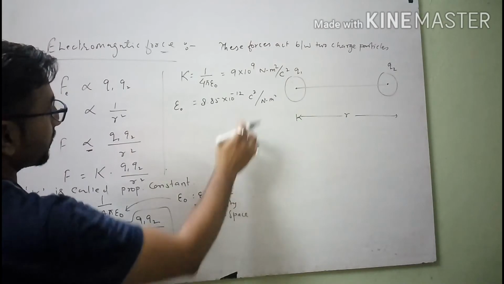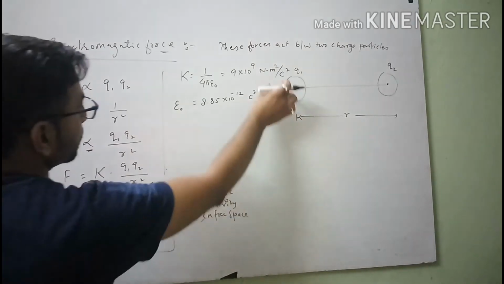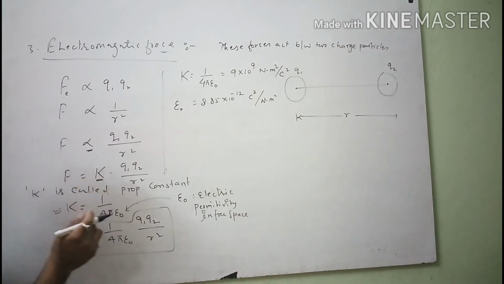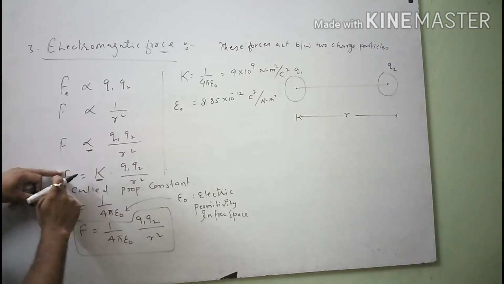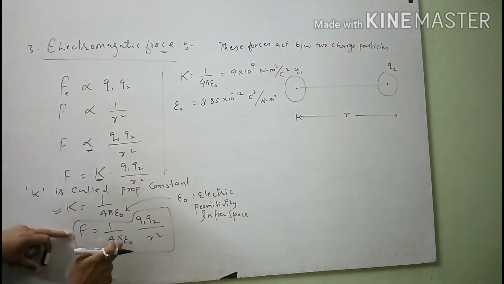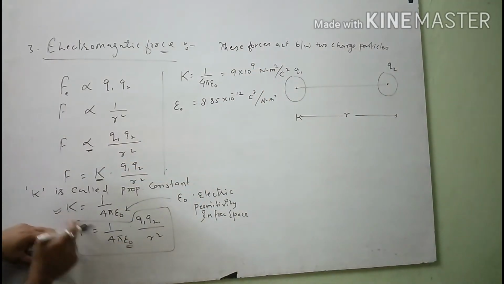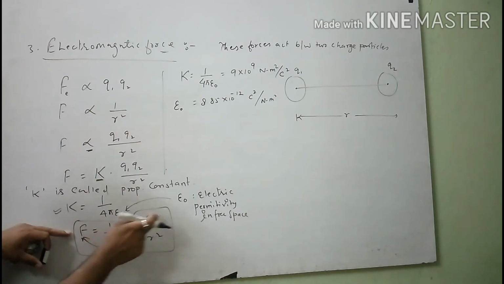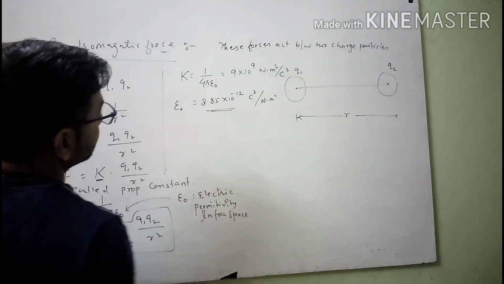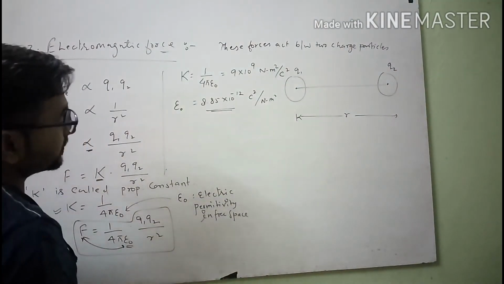If you are thinking about how I am writing this value and this value, you can see here, when we talk about the SI unit of k, it is Newton into meter square upon Coulomb square. And if you want to write the SI unit of epsilon naught, you can interchange this and this. This will come here and this will go up. Then you will get Coulomb square over Newton meter square. Clear student? So this is the value of epsilon naught.